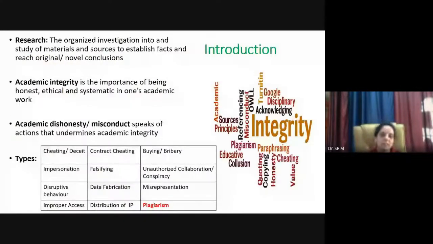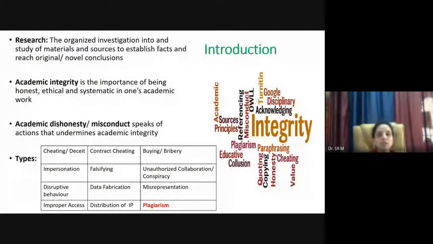Okay. So we should just go with the basic definition. You all would have known by this time, since a week, when we speak about research, it's nothing but the organized investigation into and study of materials as well as sources, wherein if we are doing research, we are trying to establish facts and we want to give our own original or novel conclusions.